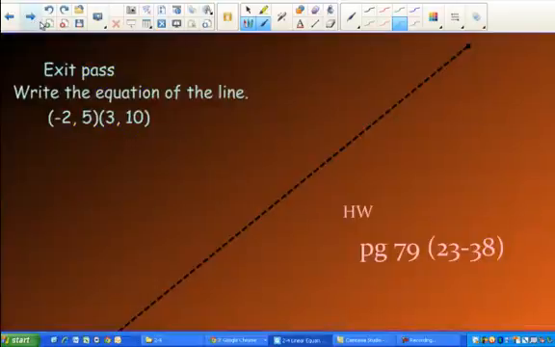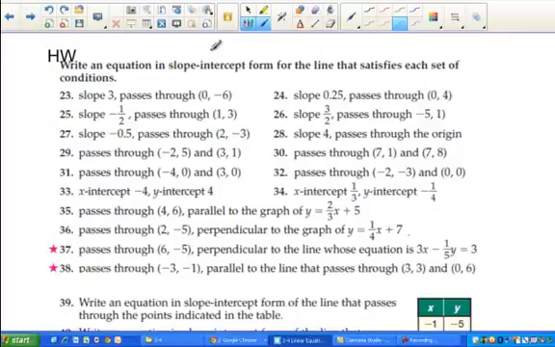I do have a little exit pass, and then homework. Homework should be attached to your packet. Here we go.